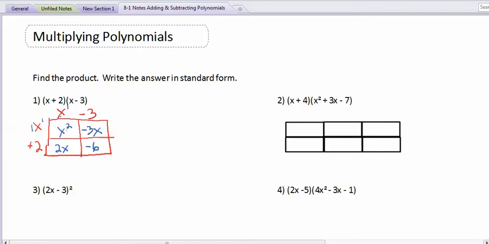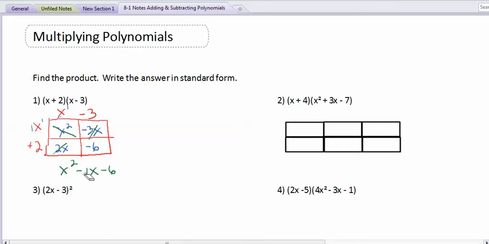Now what we're going to do is we're going to add what's inside the boxes. So now I have x to the 2nd power, and I just have 1, so I'm going to put x to the 2nd power, and I use that one. Okay, now I have x's. I have a -3x and a positive 2x. So 3 minus 2 is 1, and it's going to be a -1, and I keep the x. So I've used those 2 boxes. And what do I have left? I have a -6. So there's my answer.